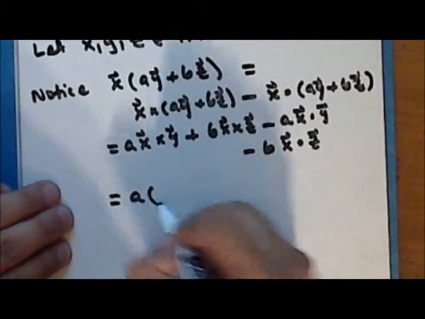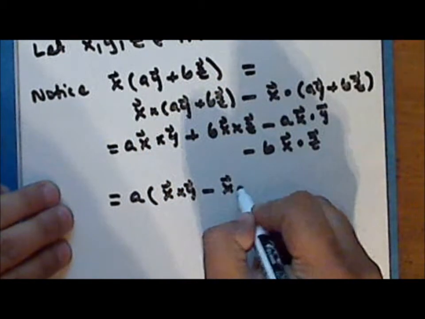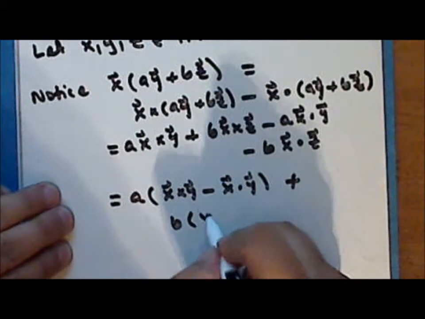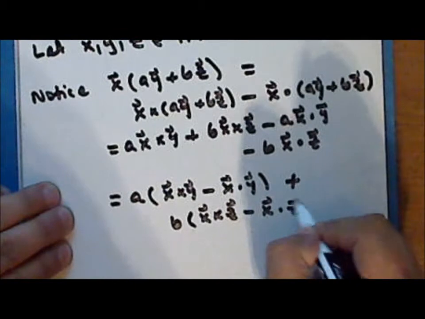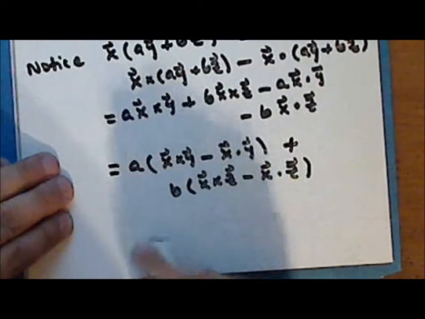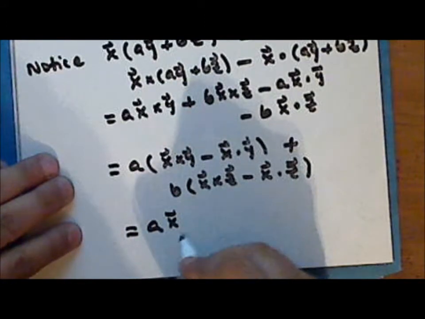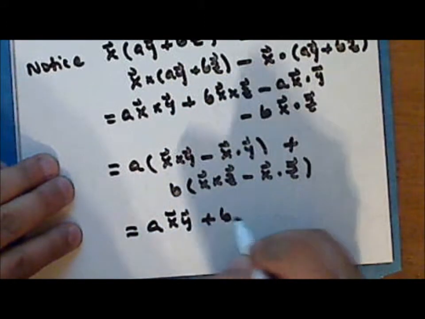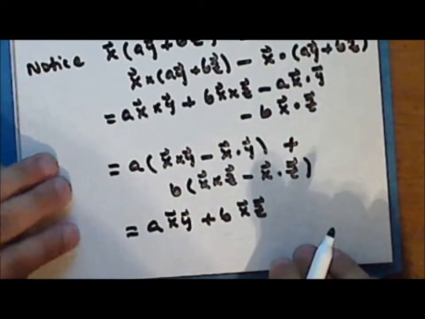which is a times the quantity x cross y minus x dot y plus b times the quantity x cross z minus x dot z, which is a times the product of the three-dimensional vectors x and y plus b times the product of the three-dimensional vectors x and z.